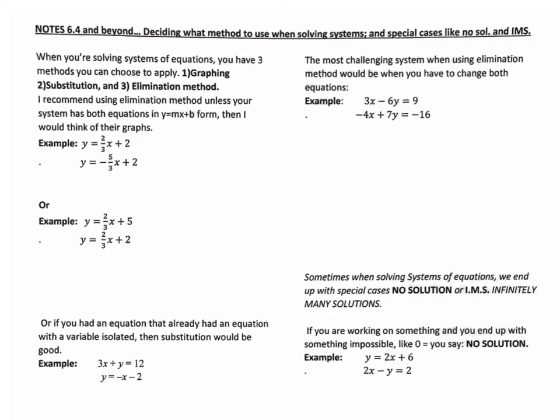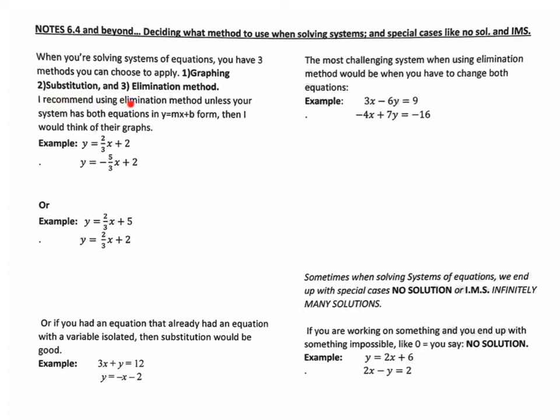So I'm calling this note 6.4 and beyond, and this is where we really get good at solving systems but deciding which method to use. When you're solving systems of equations, you have three methods you could choose to apply. The first one we learned was graphing. The second one was substitution, and the third option is the elimination method, also known as the linear combinations method.